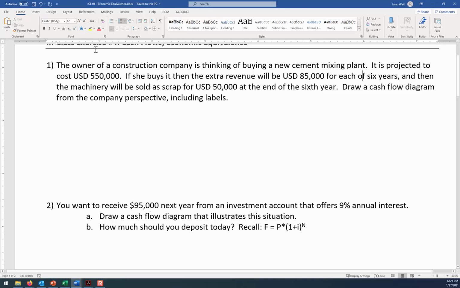Okay, the problem statement says, then the machinery will be sold as scrap for $50,000 at the end of the 6th year. Draw a cash flow diagram from the company perspective, including labels. All right, so I'm going to pause for a moment, and I'd like you to take a crack at translating this statement into a cash flow diagram. And then in just a moment, I'll bring up the solution on the screen, and we'll talk through together all of the elements that should be in that cash flow diagram.